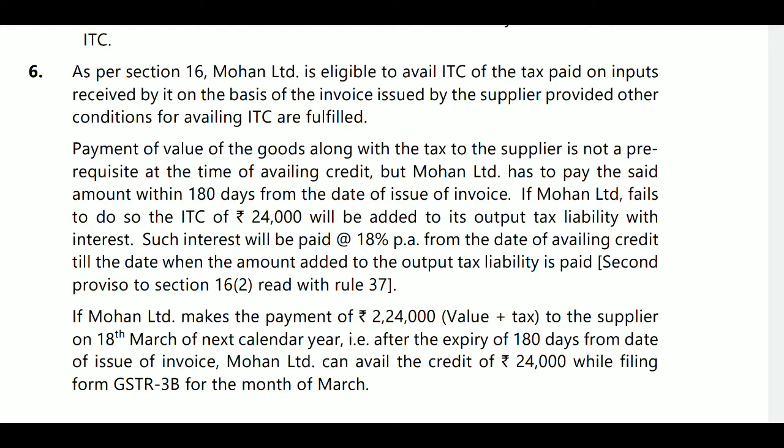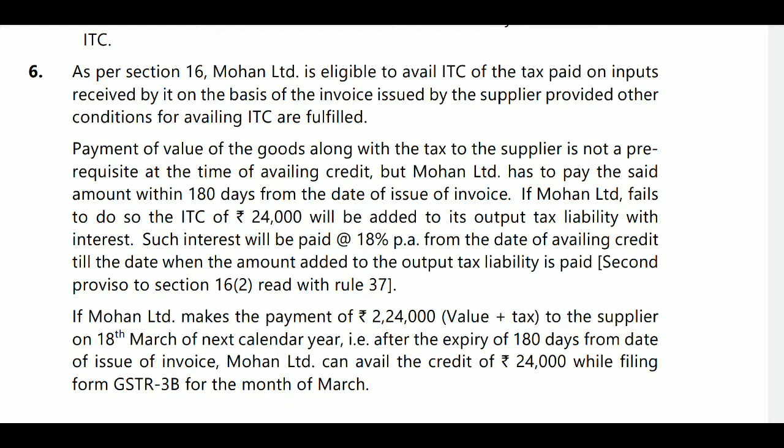What are the other conditions to be satisfied? The invoice must contain the GST number and the tax amount. Next, payment of value of goods. Payment of the value of goods along with the tax to the supplier is not a prerequisite at the time of availing the credit. So payment is not a prerequisite at the time of availing credit, but Mohan Limited has to pay the said amount within 180 days from the date of issue of invoice.